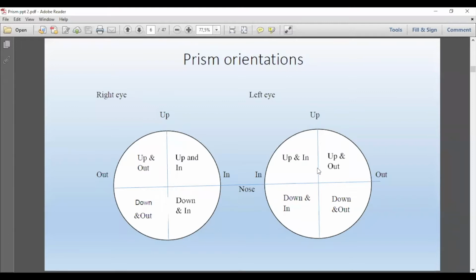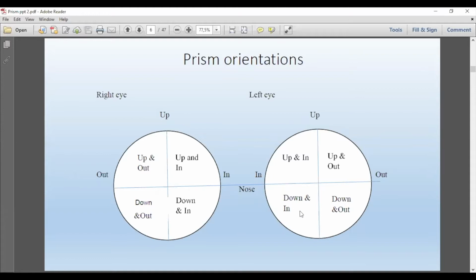When you compare this to the left eye, quadrant number 1 here is up and out, whereas for the right eye, quadrant number 1 would be up and in. And along the horizontal over there, you can see that would be base out. Up would be base up as usual. Now, quadrant number 2 for a left eye would be up and in. If you compared that to your right eye, quadrant number 2 is up and out. And along the horizontal towards the nose, that would be base in.